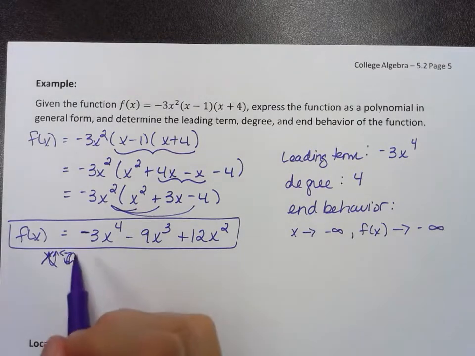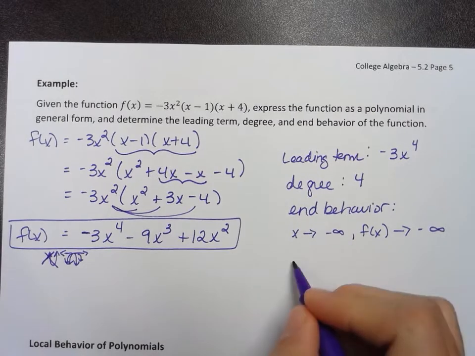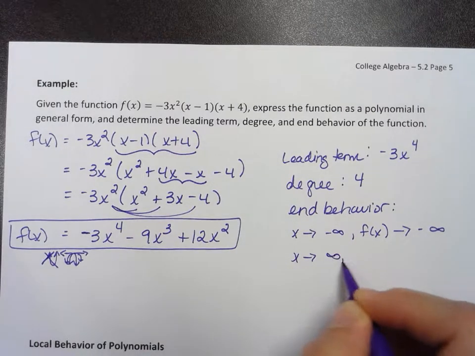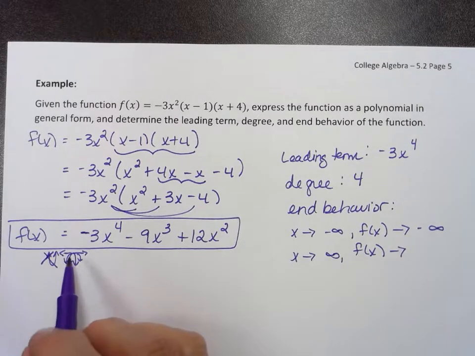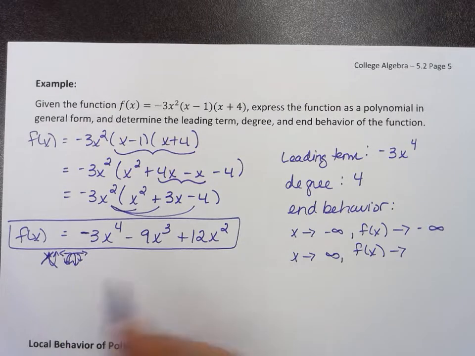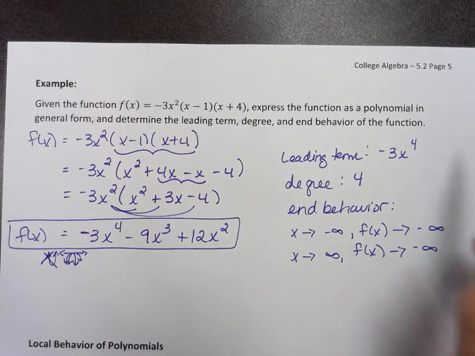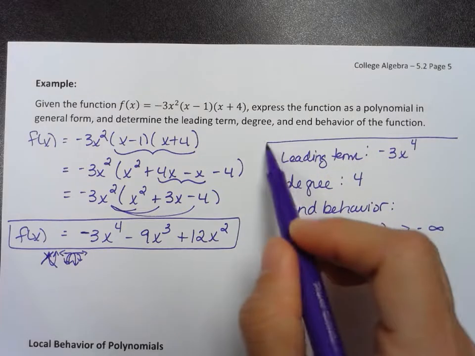For the other direction, as x is getting bigger, y is still getting smaller. So as x goes to positive infinity, y, or f of x, goes to, let's say it again, as x gets bigger, y goes down as well, so it gets smaller. So I believe we answered everything they asked for in that problem.